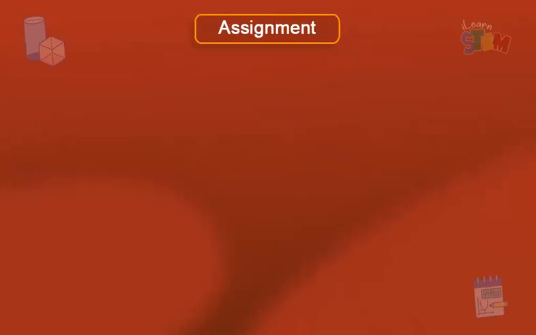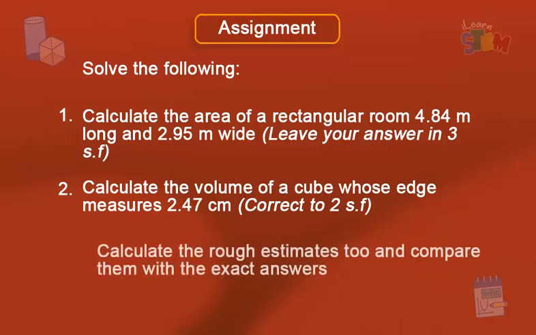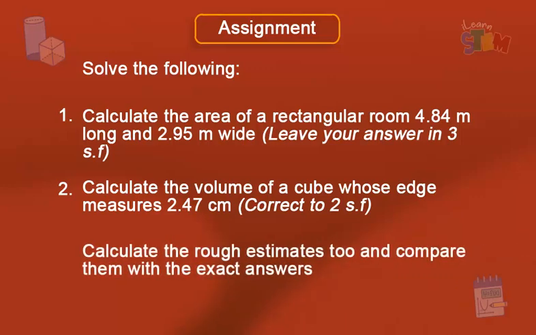Assignment. Write down the following assignment and give it a try on your own. Don't panic if you don't get it right the first time. Solve the following. Note. Calculate the rough estimates too, and compare them with the exact answers to determine the degree of accuracy. Work steadily, stay focused, and give it your best effort to the end.